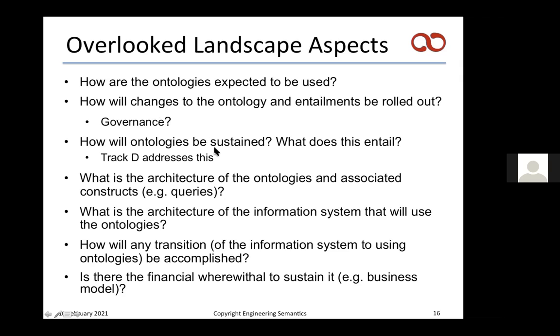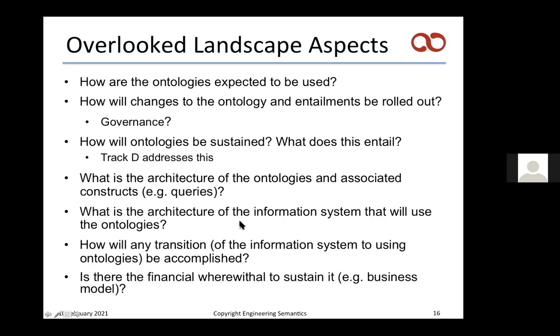How will your ontologies be sustained? Of course, this is part of governance. What does sustainment entail? What is the architecture of your ontologies? Now, if you're building ontology or ontologies for an information system, you're probably not going to have a single one. There's probably going to have to be several of them. They're going to be related. How are they related? How are you going to modularize your ontologies to facilitate reuse as their implementation in your information system or your application changes over time?